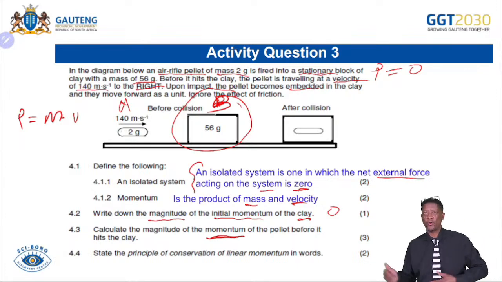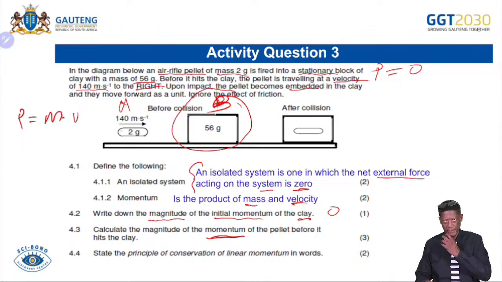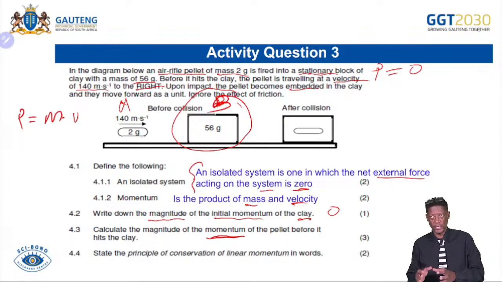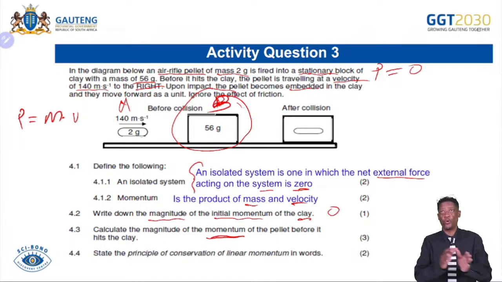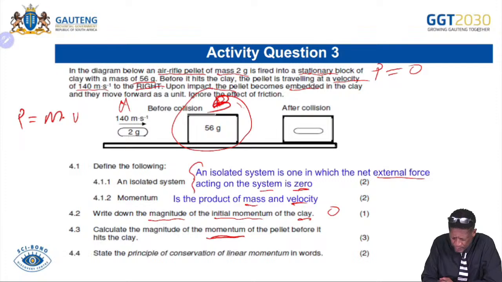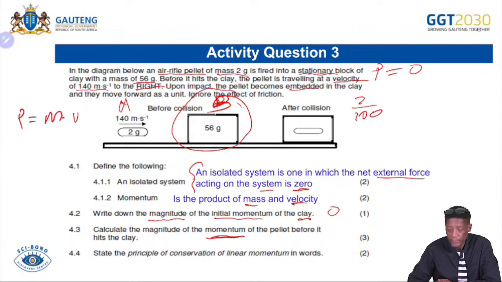Now we go to the conversion. We cannot calculate with grams, we calculate with kilograms. So we convert. 2 grams is going to be 2 divided by 1,000. Now that is going to be 0.00, we add another 0 there.